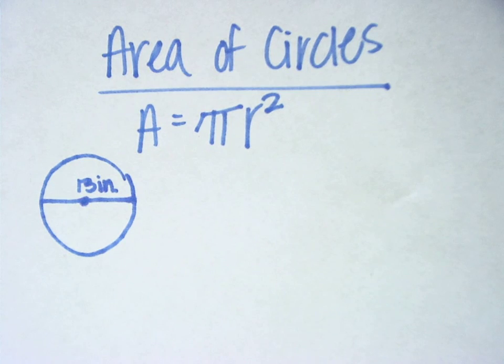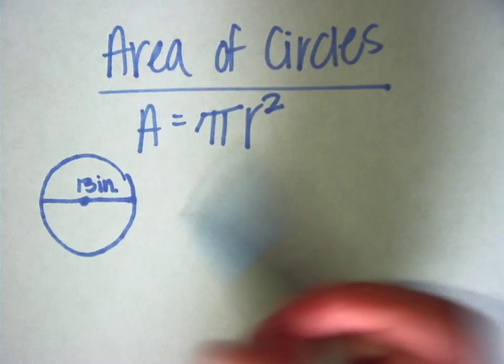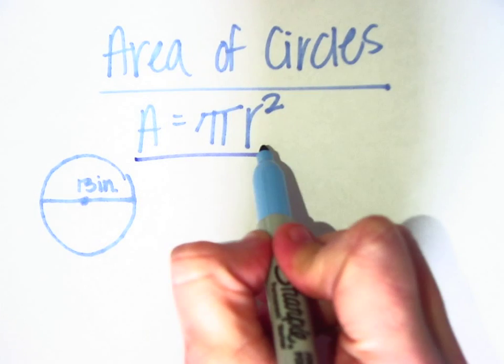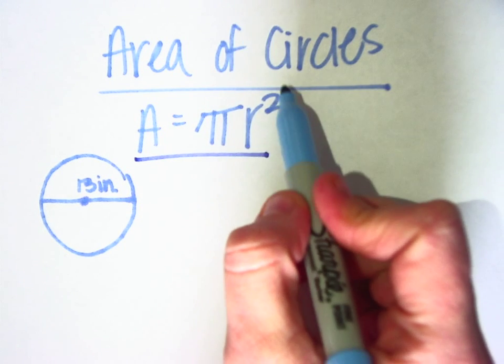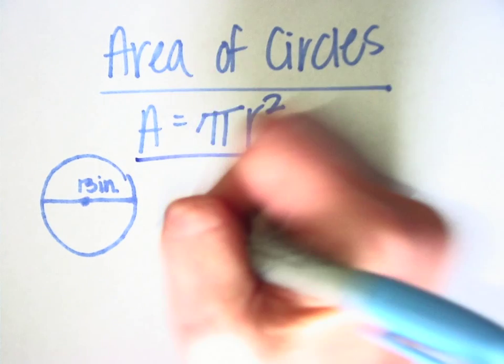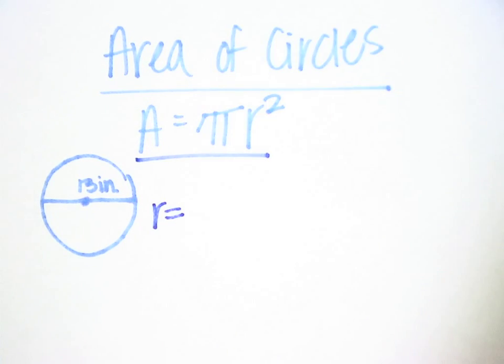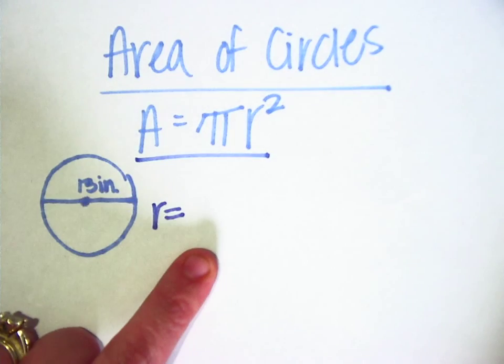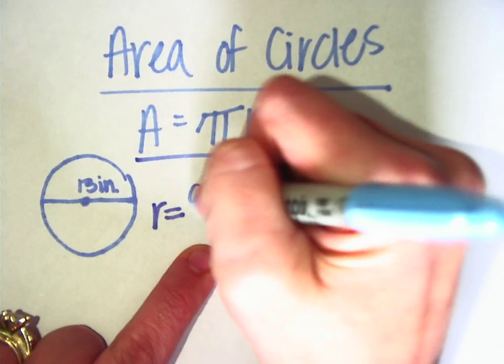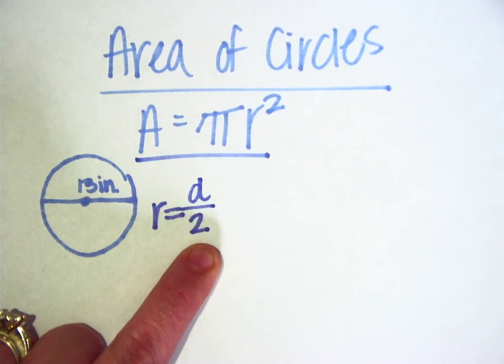What you want to first be able to identify is that it doesn't give us the radius, it gives us the diameter. And we're going to use this formula every single time, A equals pi r squared. So the first thing that you want to do every single time is identify what the radius is of each circle. Since this gives us the diameter, we want to use the formula for finding the radius whenever we have the diameter, which is the diameter divided by 2.